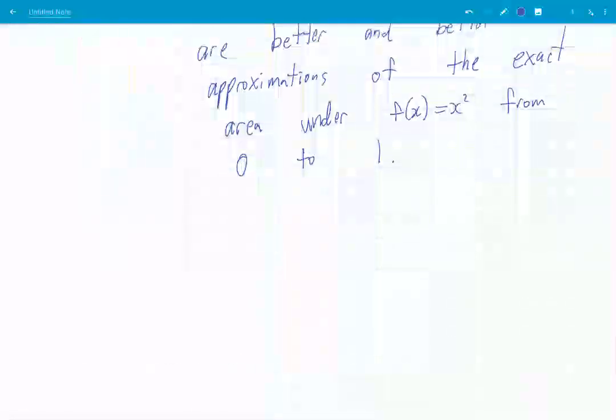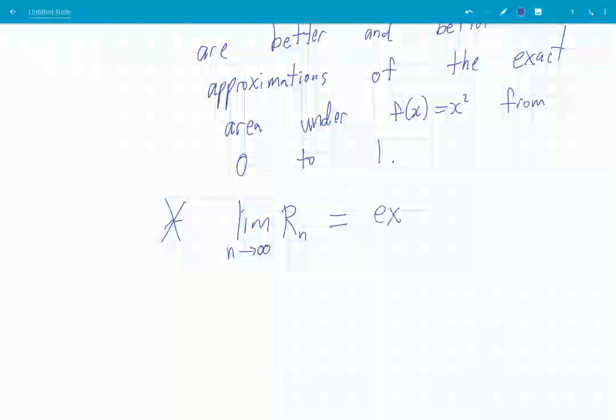So we'll write that down. The limit as n goes to infinity of R_n equals, well, we're going to take this as our definition of the exact area. That should be a star.